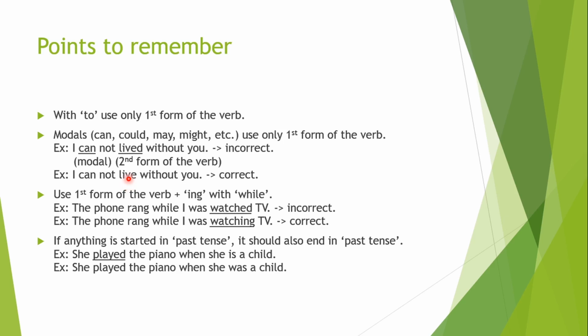Now some more points to remember. With "to", if "to" is given there, you will use only the first form of the verb. If modals, you know, can, could, may, might, like that, are given, you will use only the first form of the verb. For example, "I cannot lived without you." This is wrong. Lived is the second form of the verb, so the first form of the verb is live, and can is a modal. So the correct answer is "I cannot live without you."